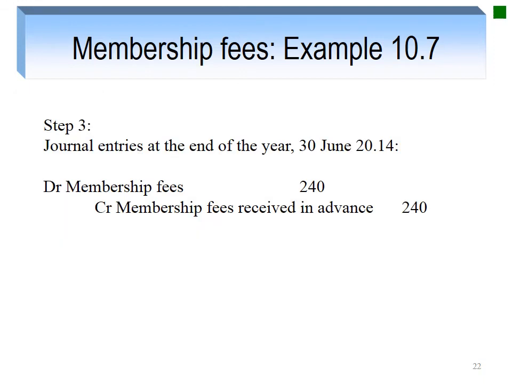So our journal entry is going to be, we're going to take this amount out of the membership fees account. So we debit the membership fees account with 240 and we credit membership fees in advance. This is a liability. These are membership fees that actually relate to next year. So at the end of June 2014, they're not income. They're going to be income next year. So we take them out of income now and we credit the membership fees received in advance account.